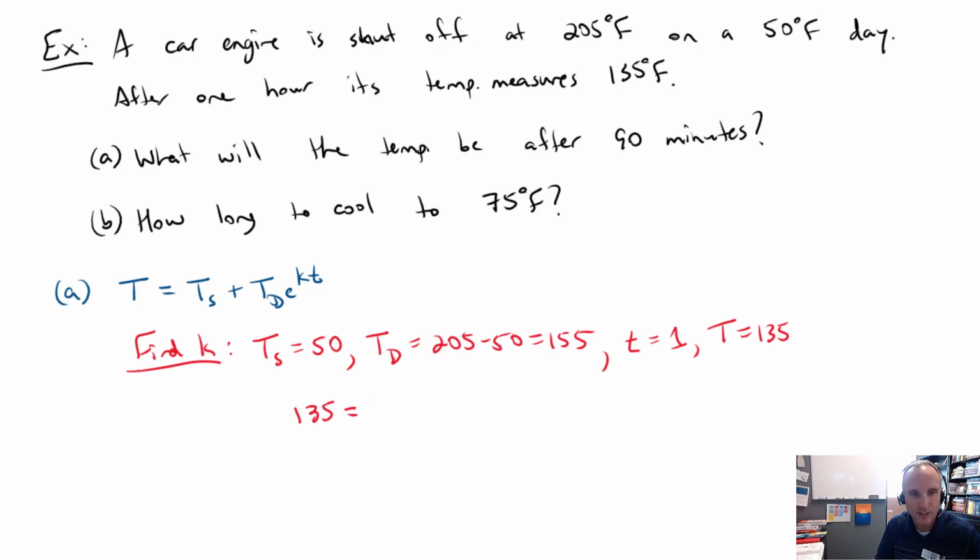135 equals T sub S, 50, plus T sub D, 155, times e to the K times lowercase t, which is 1. And now we need to solve for K. So we'll subtract 50 over first. And then we have 155 times e to the just K power. Divide both sides by 155. We could reduce this fraction if we want, but I'm not worried about it.